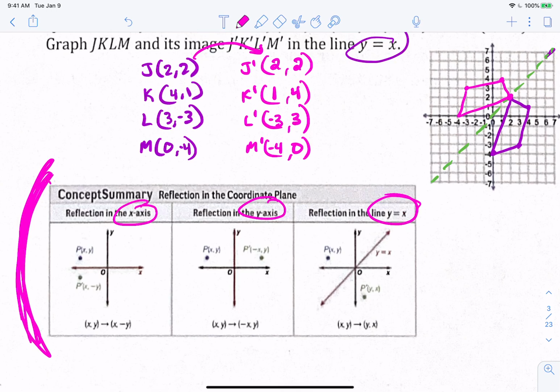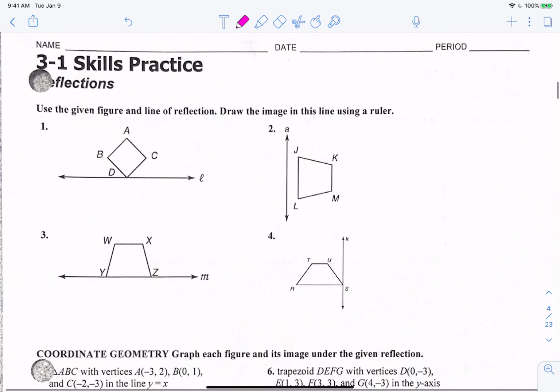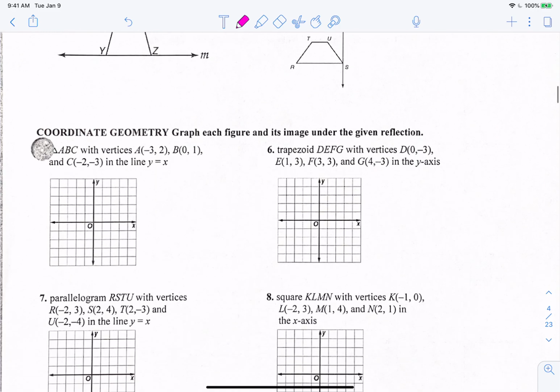Reflect across the x-axis, y-axis, y equals x. This box right here is the same box as what was on the other sheet of paper. I just took him and copy and pasted him over to the other side, so that's what this box is saying. You guys have a homework assignment that looks like this, you're going to do all of them, both sides.